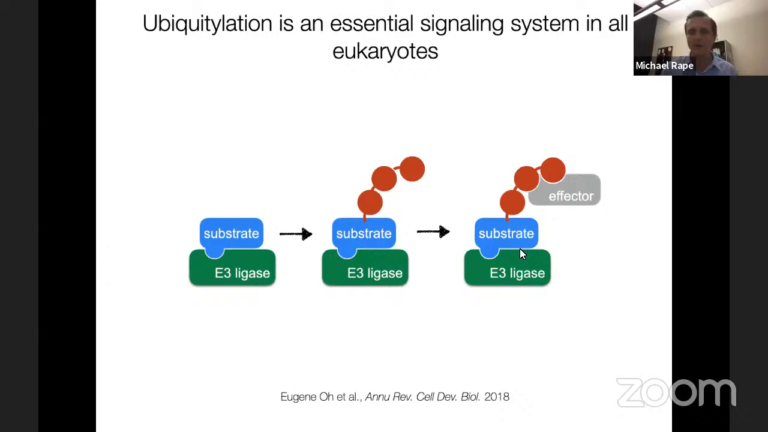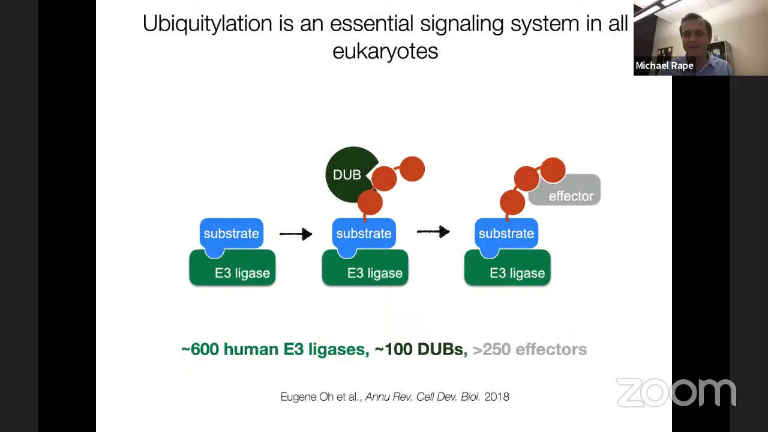Now, as with every decent modification, this is reversible, and you can use deubiquitylating enzymes to either clip off the ubiquitin signal and terminate the pathway, or to edit it to change the connectivity between the ubiquitin molecules. And what makes this pathway so exciting for us and such a great entry point into understanding biology is that our genomes have dedicated quite some territory to it. About 600 genes encode E3 ligases, at least 100 encode deubiquitylating enzymes, and more than 250 encode effectors. So roughly 5% of your genes are dedicated to either adding, removing, or reading ubiquitin.